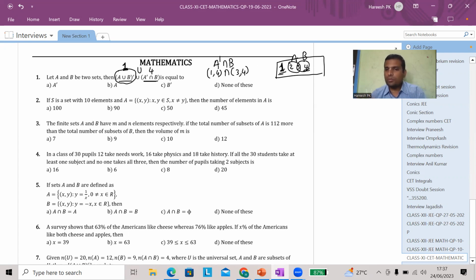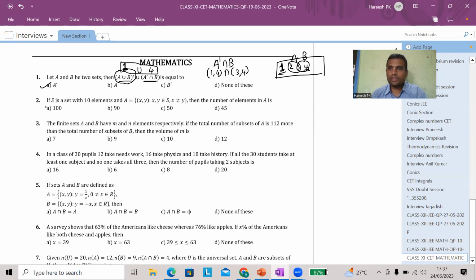Now, what is region 1 and 4? Region 1 and 4 is nothing but A complement, because A is 2 and 3. So its complement will be 1 and 4. So the final answer, because it is 1 union 4 region, that is nothing but A complement.